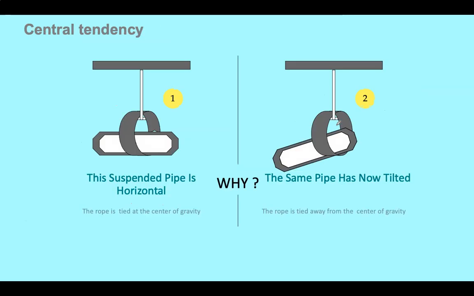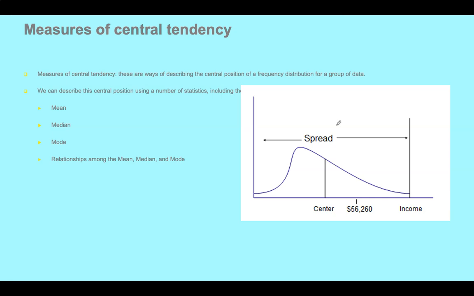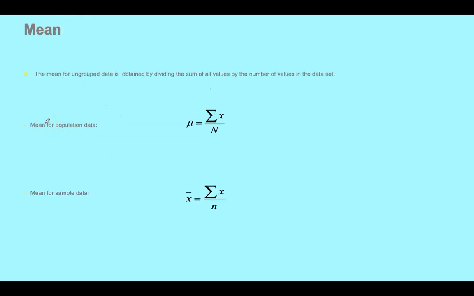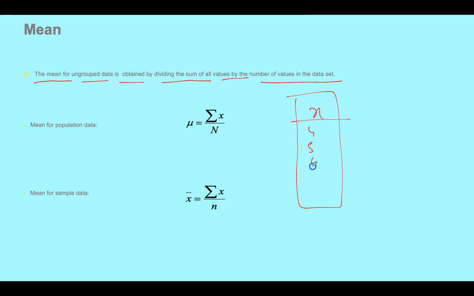Now let's move further. When I say measure of central tendency, we talk about the best central position of the frequency distribution of a group of data, that is mean and then median and then mode. Mean for ungrouped data is obtained by dividing the sum of all values by the number of values in the data set. Let's suppose we have data x: 4, 5, 6, 7, 8. We find the mean by adding all the values and dividing by the total number, that is 1, 2, 3, 4, 5. This is the mean for population data, and similarly for sample data sets as well.